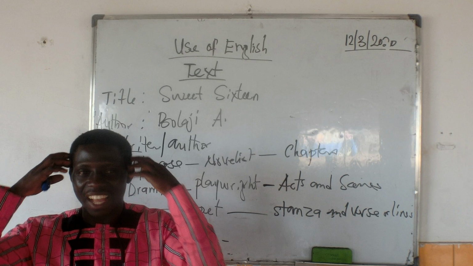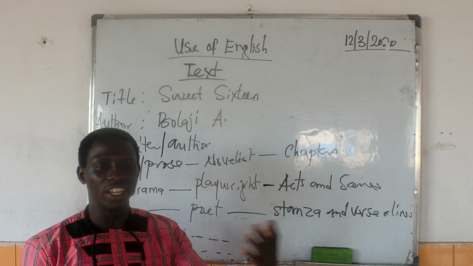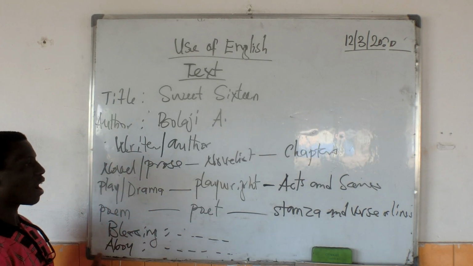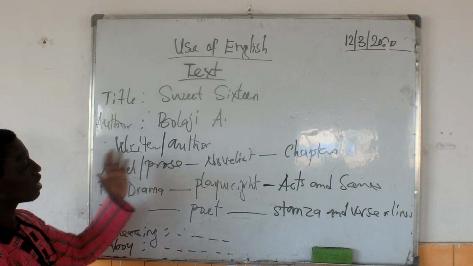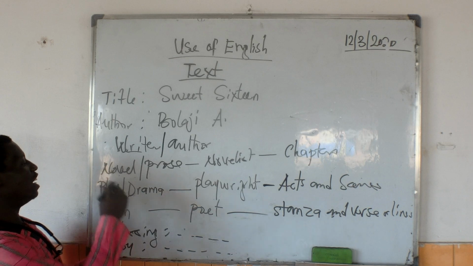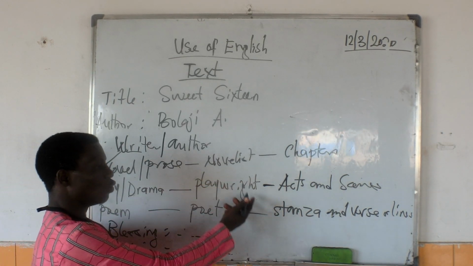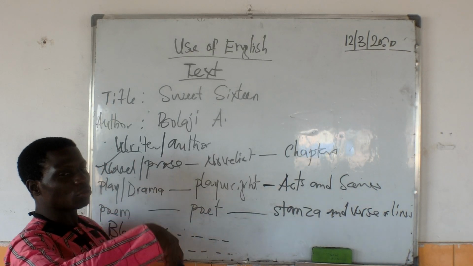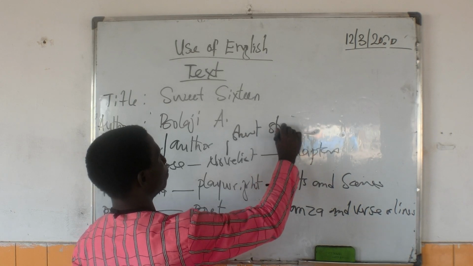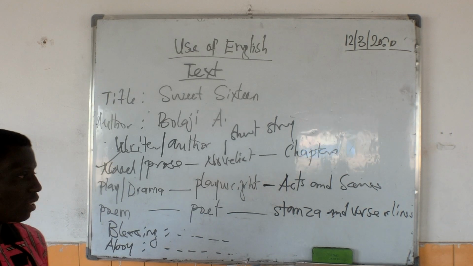So that gives us the sense that it is not a play. It means that it is not a drama, but what, a novel or a prose work. You understand? So please, if you are asked in an exam what type of book it is, please, it is a novel. And the person who writes a novel is called a novelist. But under the type of novel, it is what we call a short story.